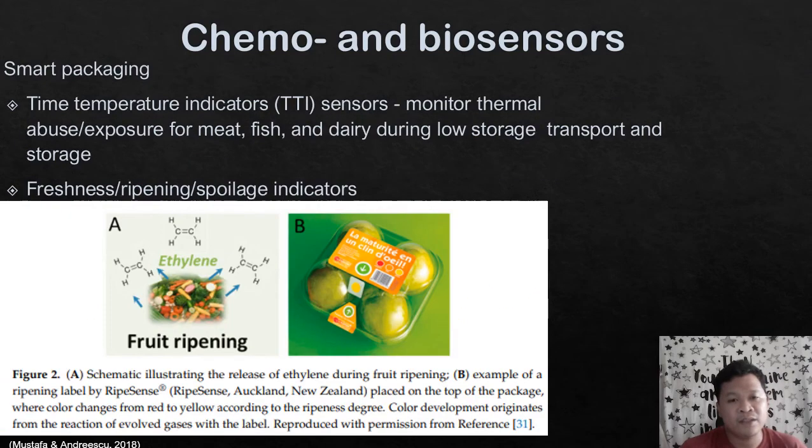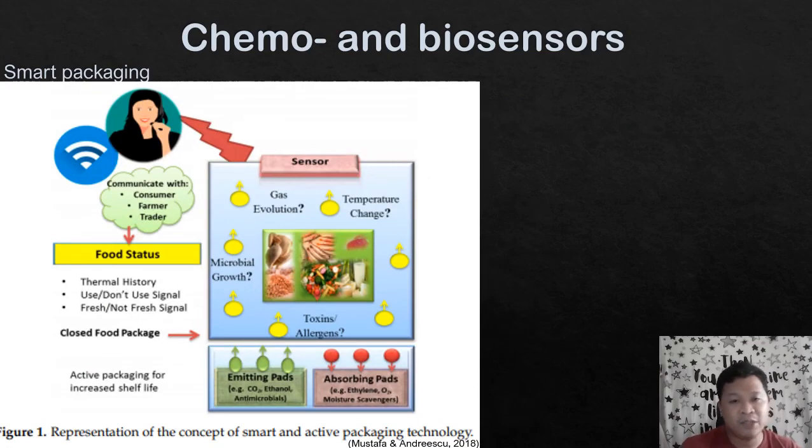So here's a sort of passive sensor that relies on time temperature indicators depending on the amount of ethylene absorbed. The colors on the packaging change, and it gives you an indicator of the ripeness of the fresh produce. So generally, these smart packaging communicate to the customer or the trader depending doon sa color na yun. So they could either measure temperature, gas, microbial growth, toxins, or allergens. And of course, again, they would tell you through usually color changes kung ano na yung status ng product.